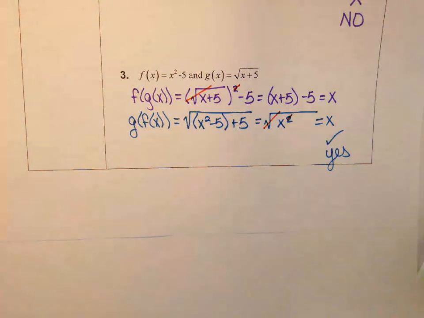In order to verify, you have to show the compositions. You can't just say yes or no. Okay, think of verify like a geometry proof where you have to show every step. You can't skip anything.